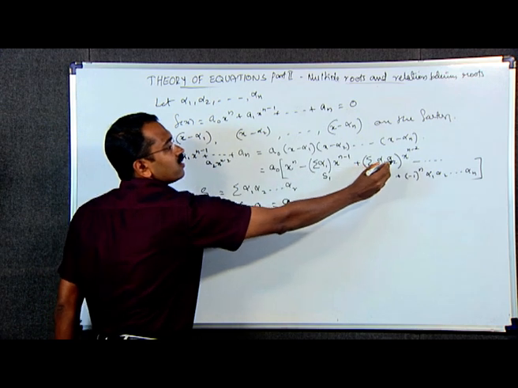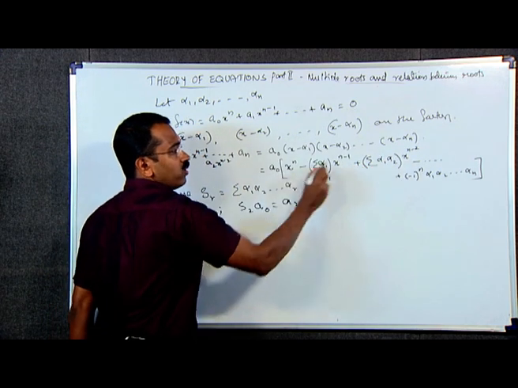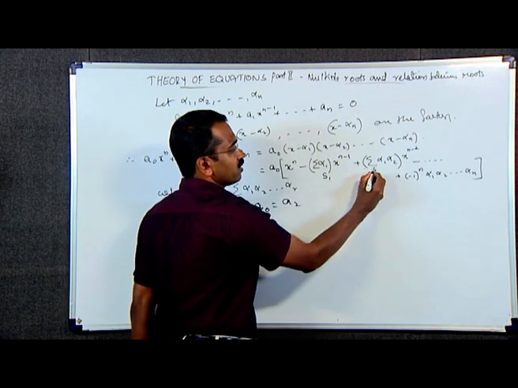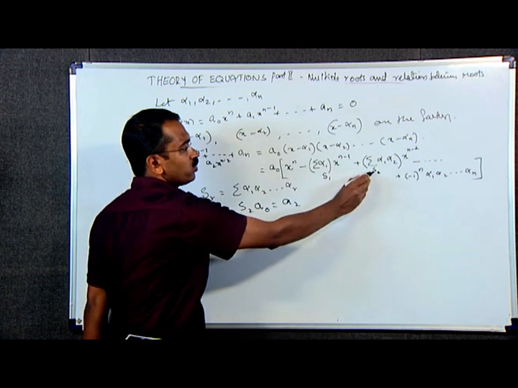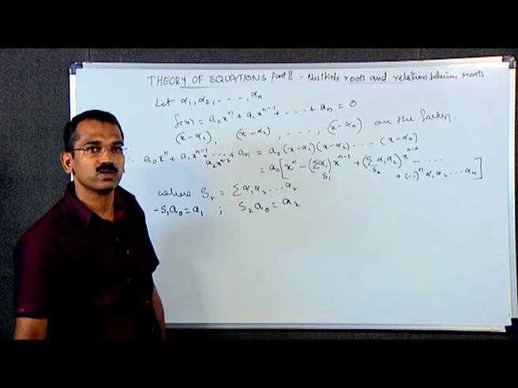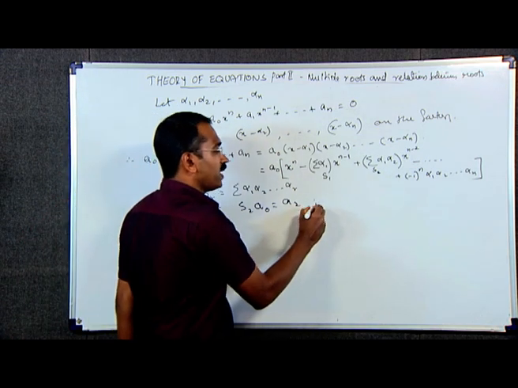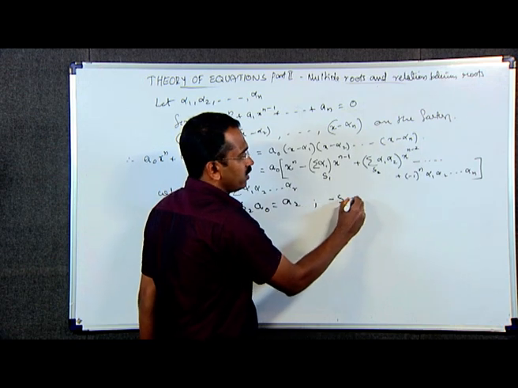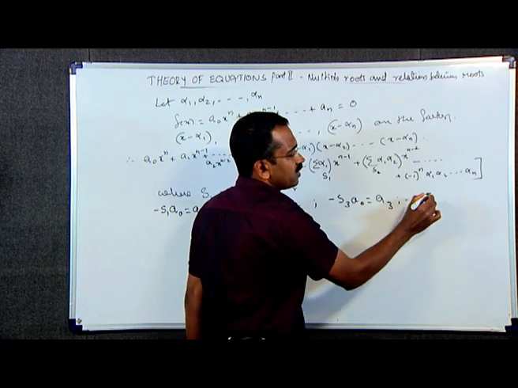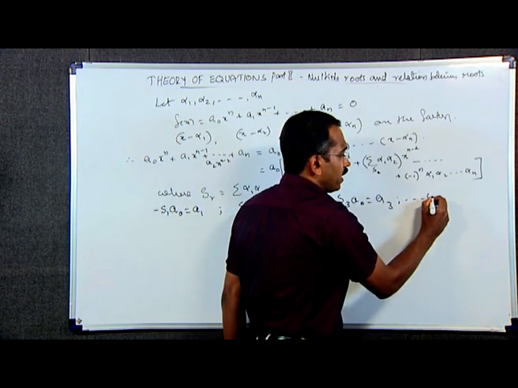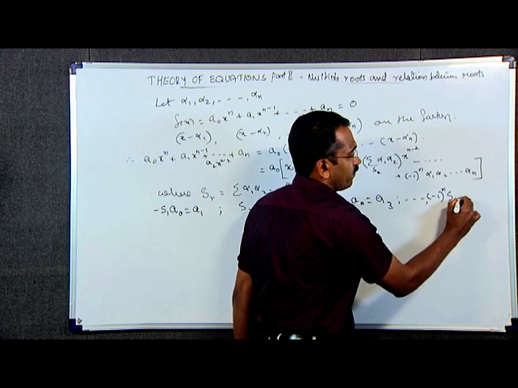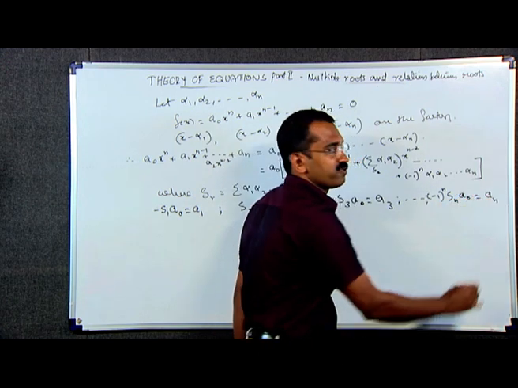In the right hand side, the term having x raised to n minus 2 is a naught into summation alpha 1 into alpha 2. By this notation, this is our S2. Therefore, a naught into S2 is equal to A2, that is the coefficient of x raised to n minus 2. Similarly, minus S3 a naught is equal to A3, etc. Minus 1 raised to n into Sn a naught is equal to the coefficient an.